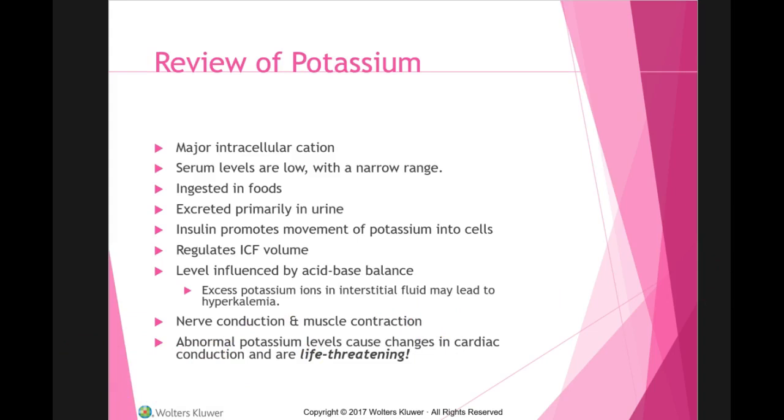Insulin also promotes movement of potassium into cells, and this is important to know when you're treating certain metabolic disorders. And we'll talk about the relationship of potassium, especially in metabolic acidosis, during our next lecture. Because potassium levels influence acid-base balance in the body, and conversely, acid-base balance affects potassium levels.